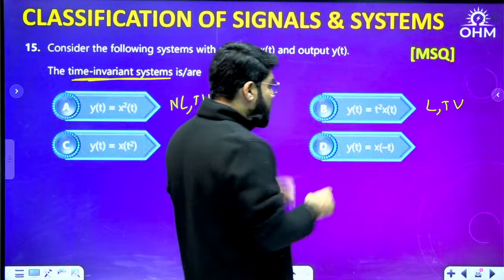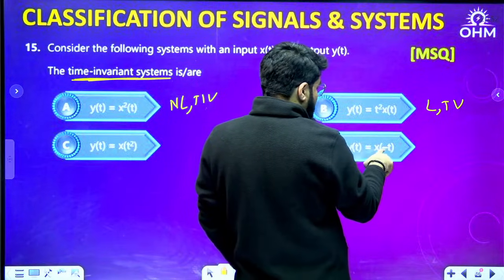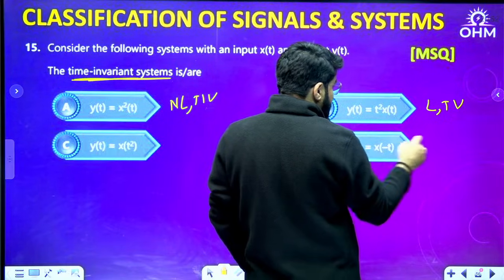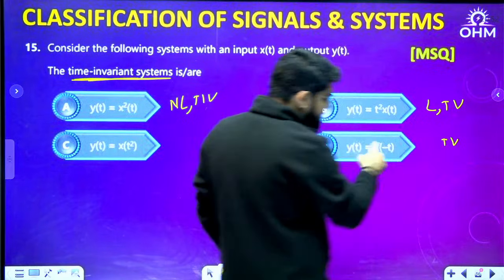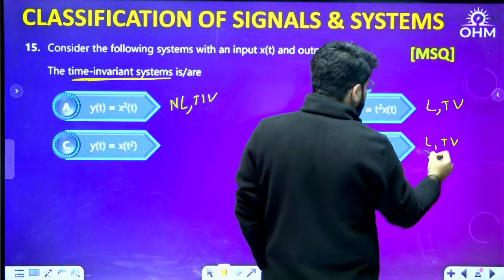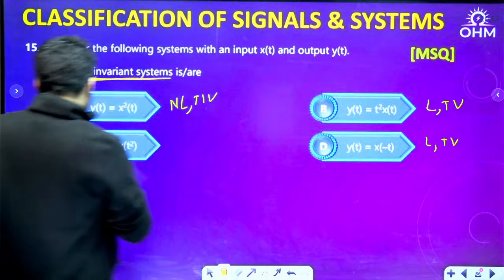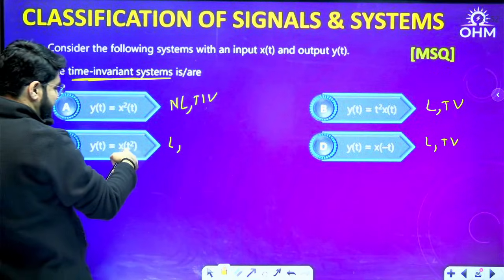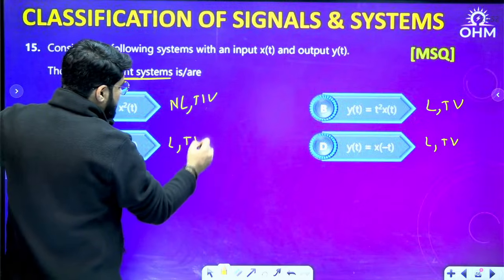Option D. Now, a separate function of time is not there, but t becomes minus t. So again, time variant. Changes in bracket time mean changes in the time argument. Y depends on x power 1, this is linear. Y depends again on x power 1, linear. The same example I explained you actually. Changes in time argument, time variant.